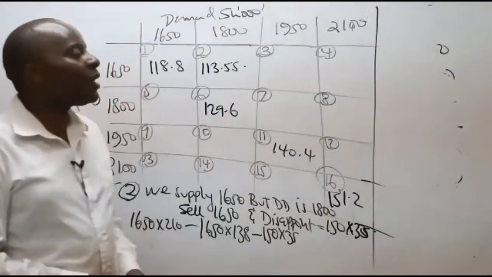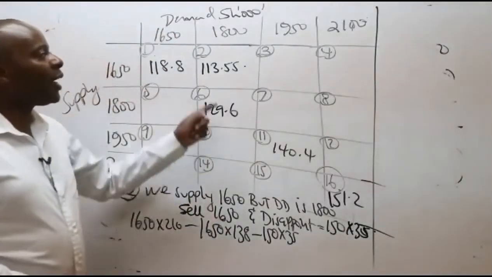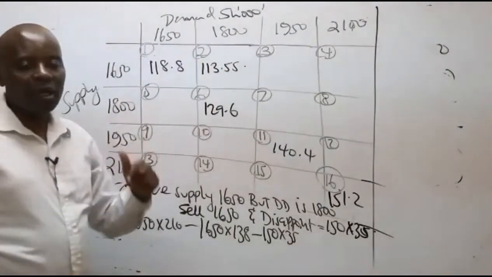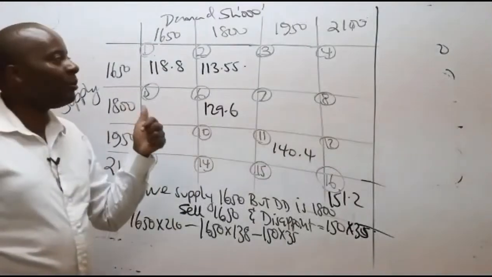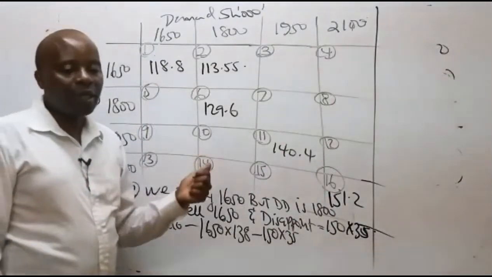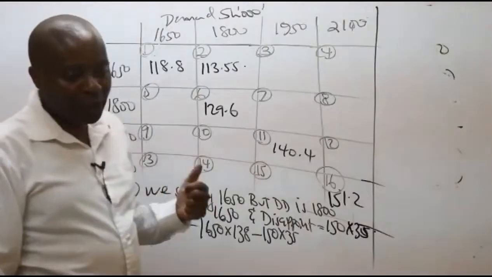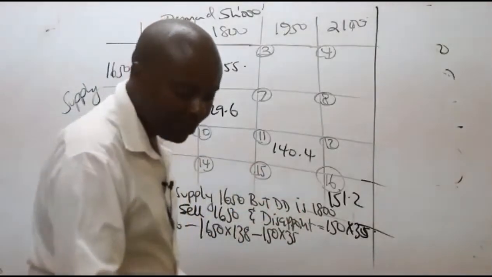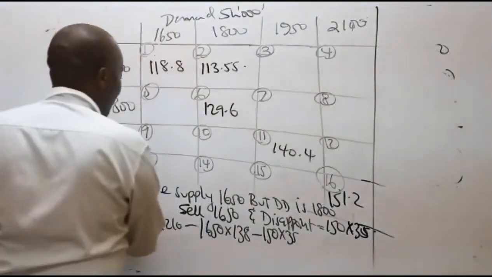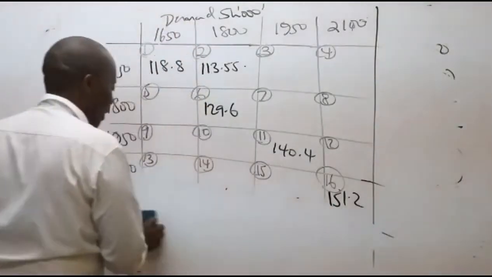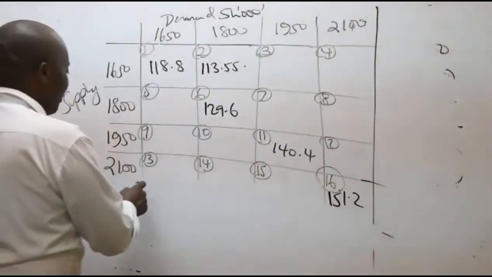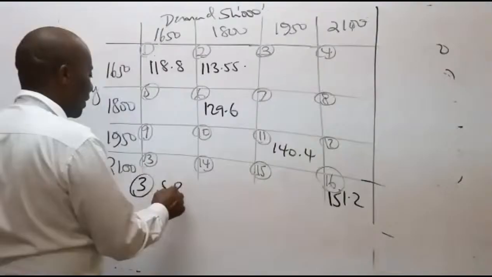Here, we are not having a situation where we have excess units. Actually, here we are running out of stock. That is why some customers are going, ladies and gentlemen, without some supplies. So cell number 3, what is happening? For cell number 3, I would want to make this very clear. For cell number 3, we supply 1650.